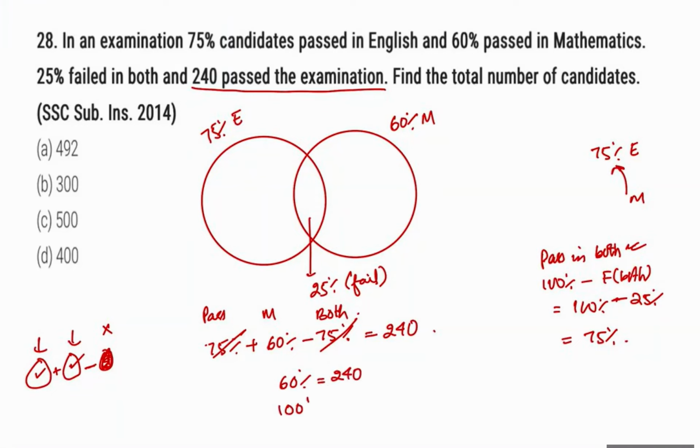Total number of candidates at the term. 240 into 100 by 60. 6 4 24, 0 0, 6 4 24, 4 into 100, so 400.